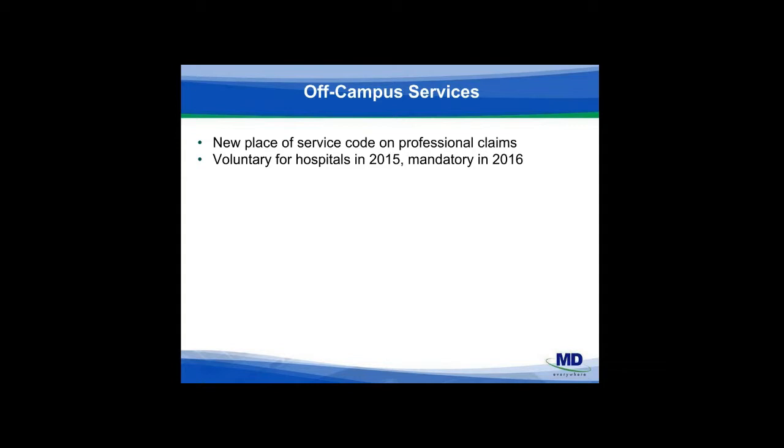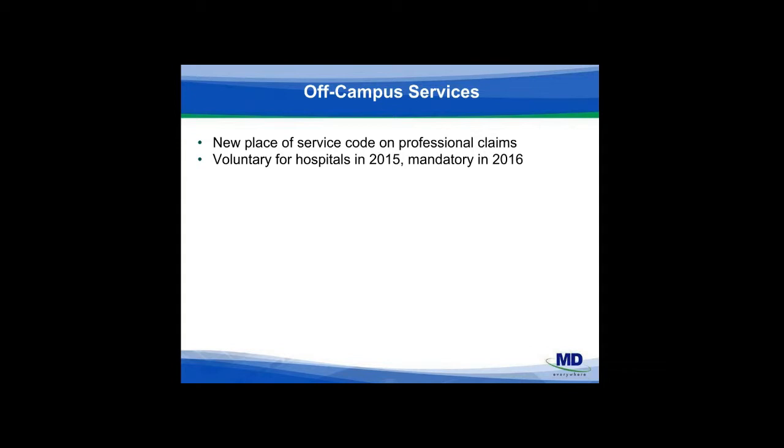For off-campus services, CMS has been collecting data on services furnished in off-campus provider-based departments, acting as a department of the hospital, and it's going to require reporting a modifier for these services furnished in off-campus provider-based departments, and require physicians and other billing practitioners to report these services using new place of service codes on professional claims.